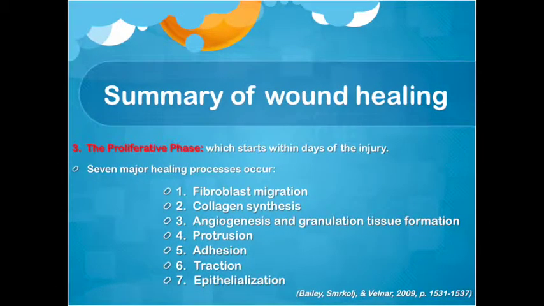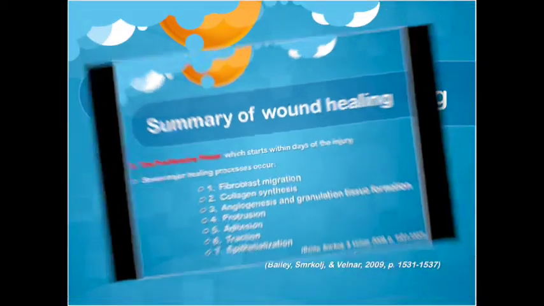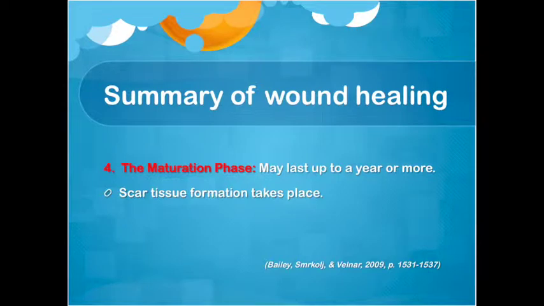Stage 3, the proliferative phase, which starts within days of the injury and encompasses the major healing processes. Once injury has ceased and homeostasis has been achieved, with an immune response activated, then the wound shifts to tissue repair. And finally, the maturation phase, in which scar tissue formation takes place and may last up to 1 or 2 years. This remodeling phase is responsible for the development of new epitheliums and scar tissue formation.